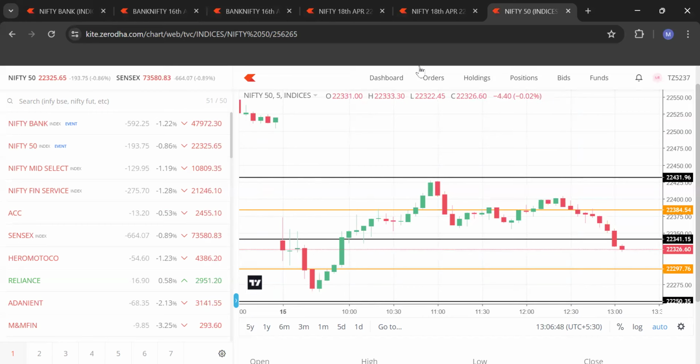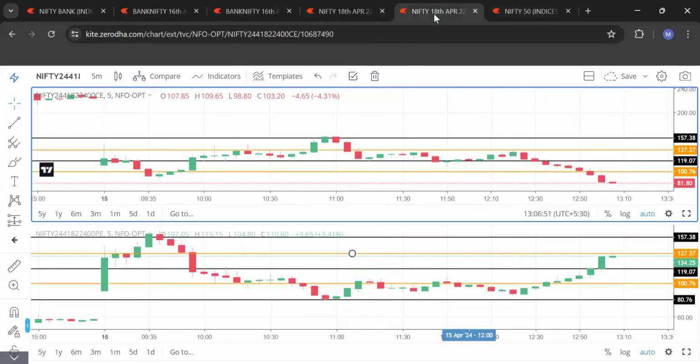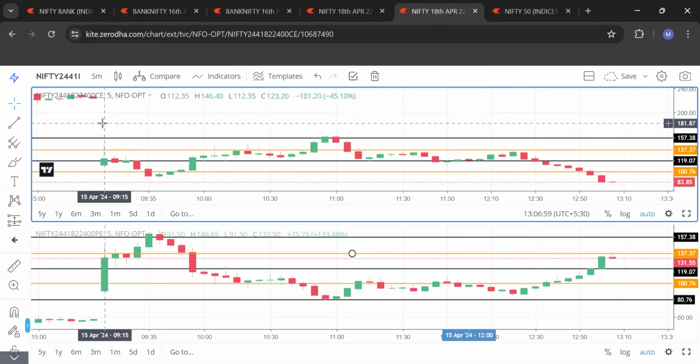Now, let's go on, first, since we are watching Nifty. You can select any pair. Now we have selected the 22,400 call and put. Here I will candidly admit that I'm not going to tell you the whole process, just part of it. I just see the highest high and lowest low of this candle from call and put, both sides. On the call side the high is 146.40 and on the put side the high is 146.65.